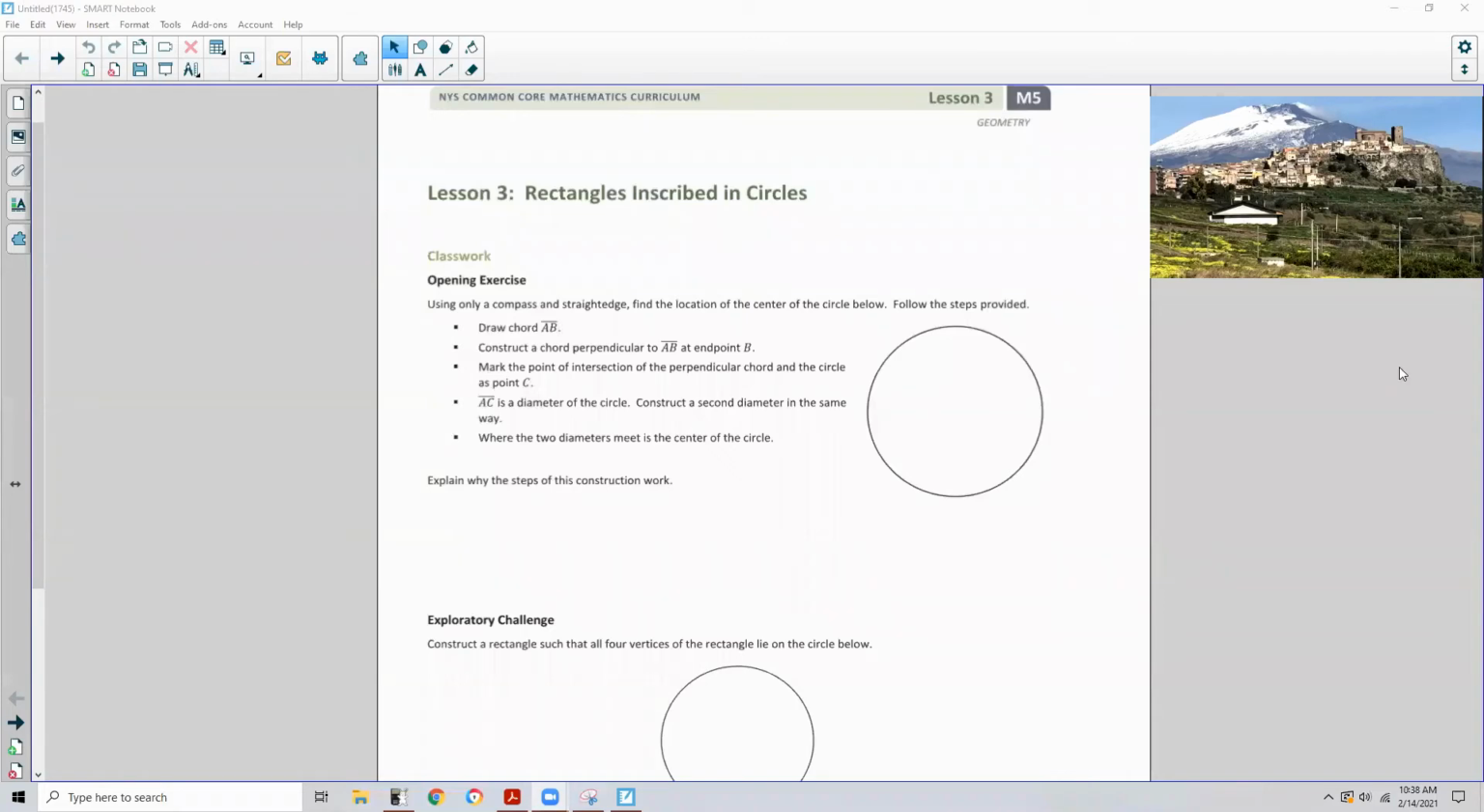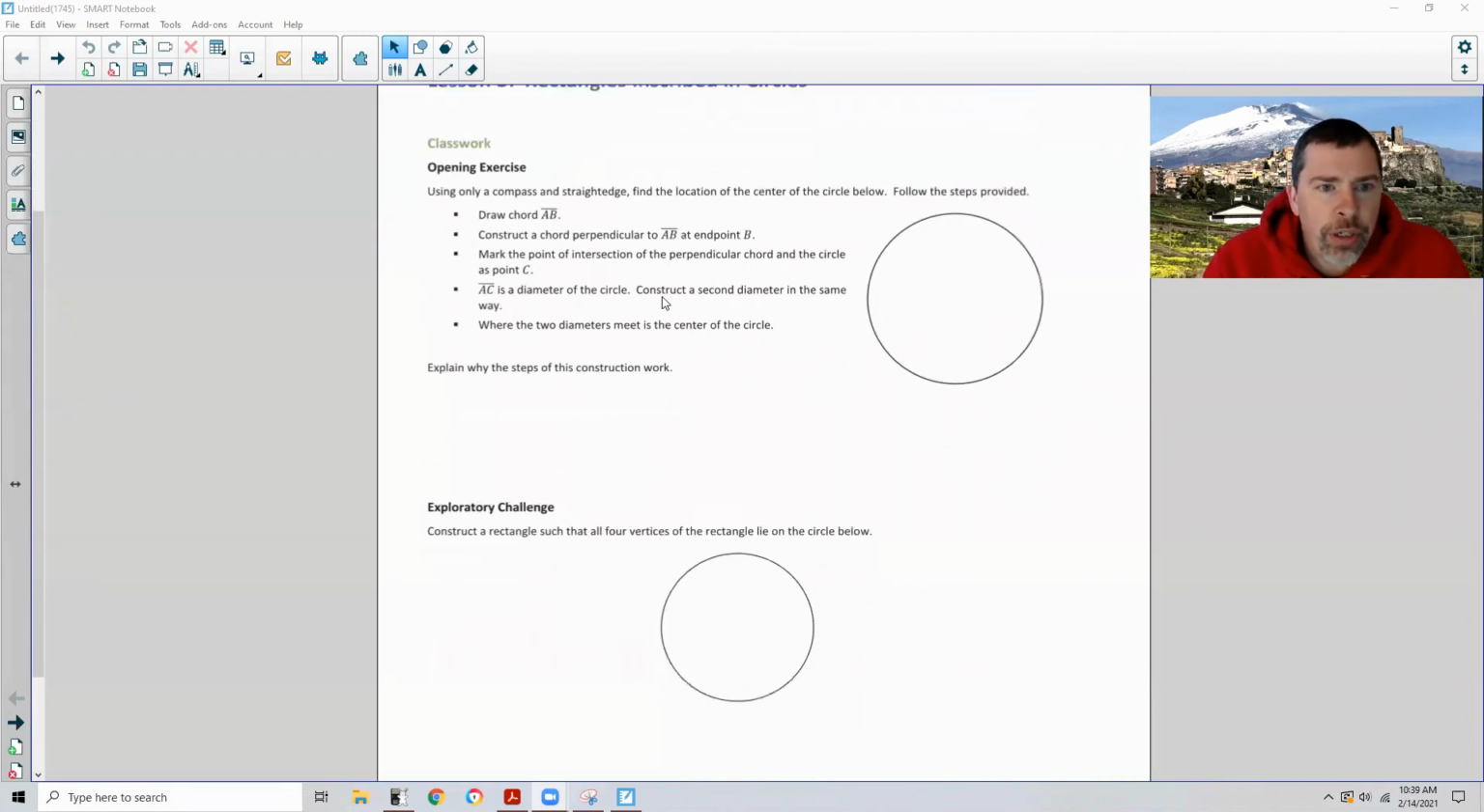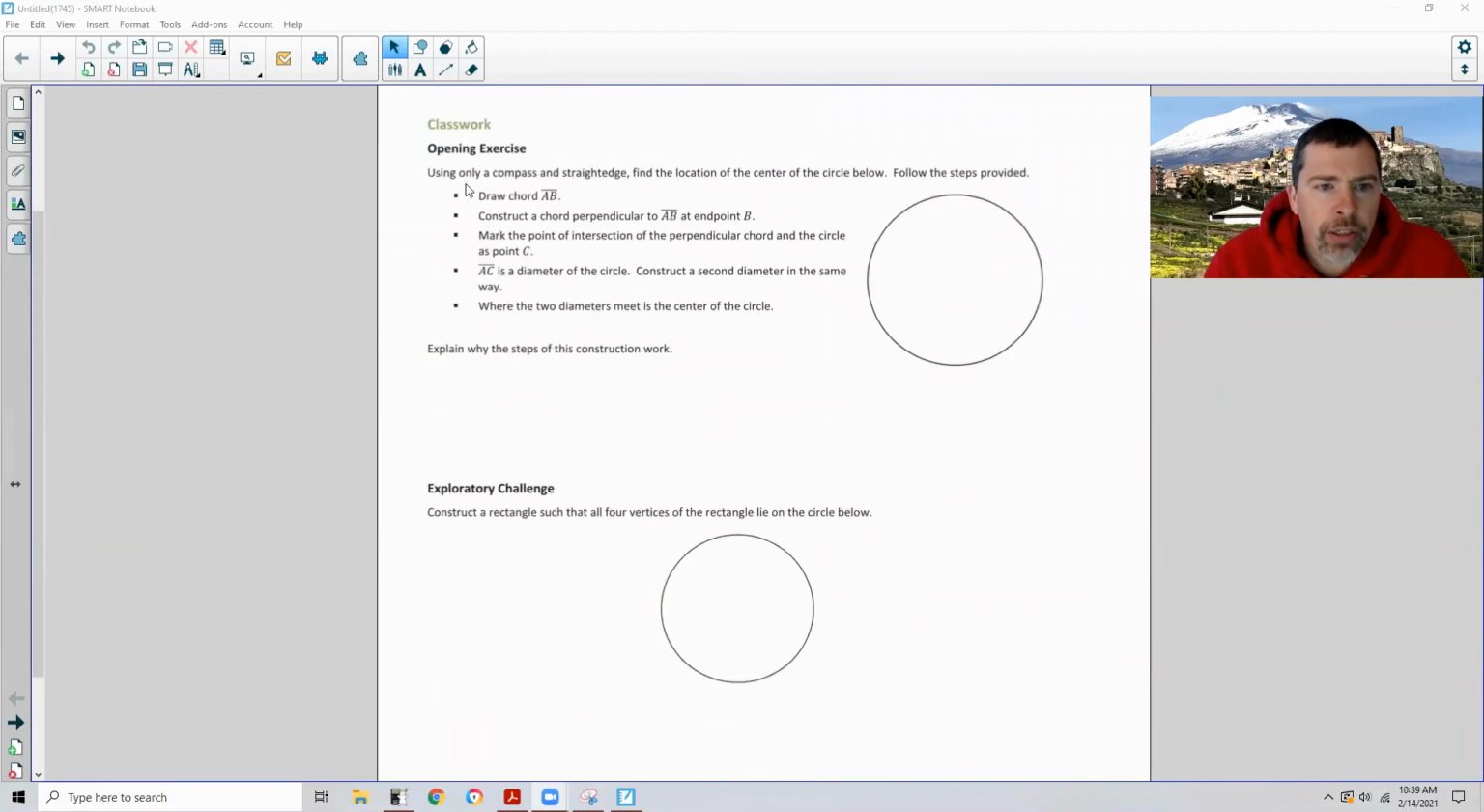Okay, welcome to Lesson 3, Rectangles Inscribed in Circles. Inscribed means that each vertex of the rectangle will be on the edge of the circle and the rectangle will be inside the circle. So here we go. Opening exercise, using only a compass and a straight edge.